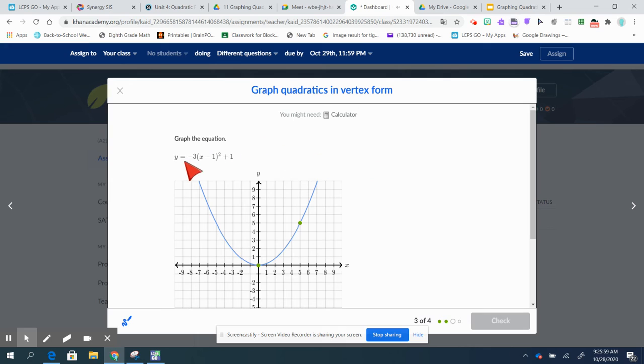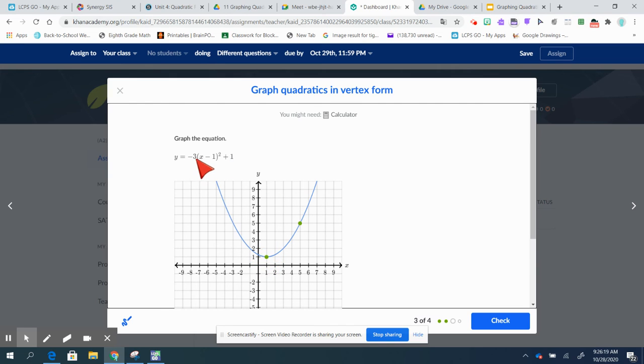Okay, so here is one with a number for a value. It is not standard. We now have a 3. Same procedure. First, find our vertex. So we have a negative 1, which means we're going to the right 1, and then a positive 1 for our k. We're going to go up 1.